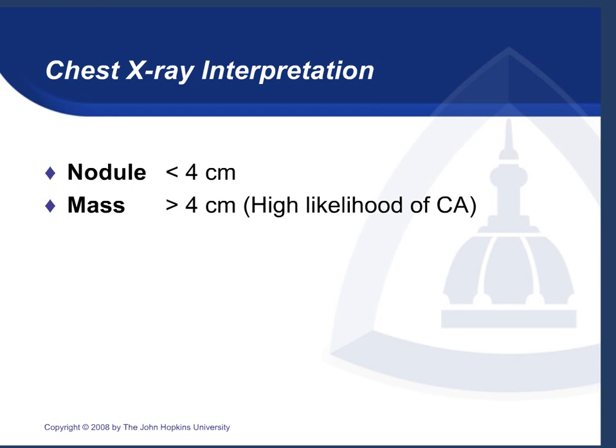Very rarely, though, the other 25%, the things that can cause masses, so a lesion greater than 4 centimeters, are fibromas, sarcomas, and then the lesions of progressive massive fibrosis in a patient with silicosis. Okay? There's one other thing that can cause that, and that's a hamartoma. So fibromas, sarcomas, hamartomas, and the lesions of progressive massive fibrosis associated with silicosis.